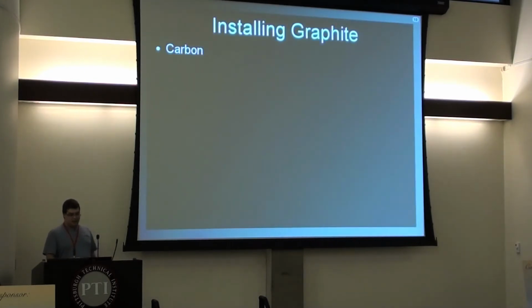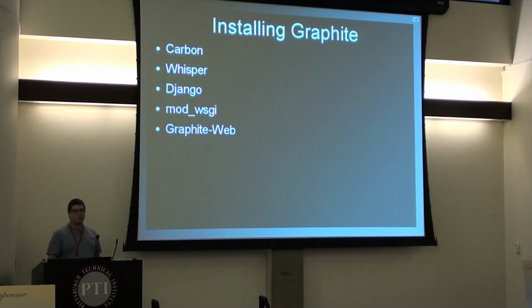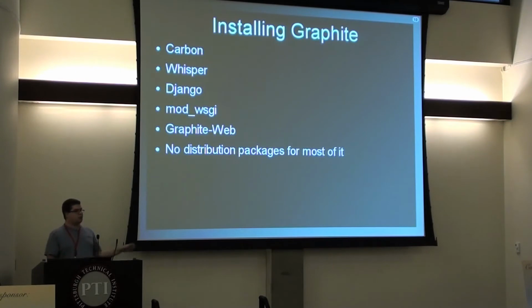Installing graphite is considerably more fun. It's broken up into all of these components, and it's a Python thing, and it depends on Apache modules. I found out you can actually run it under like uWhiskey instead of the Apache module, but that's even less documented. There's no packages for it for any distribution that I've found, and it's kind of unpleasant.